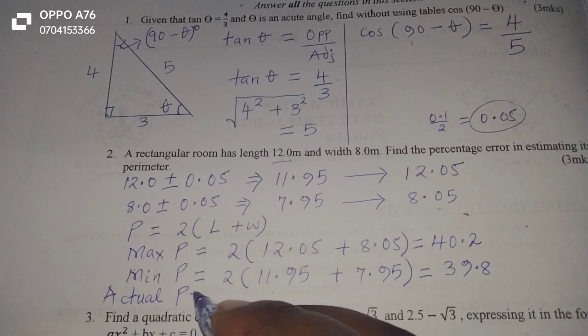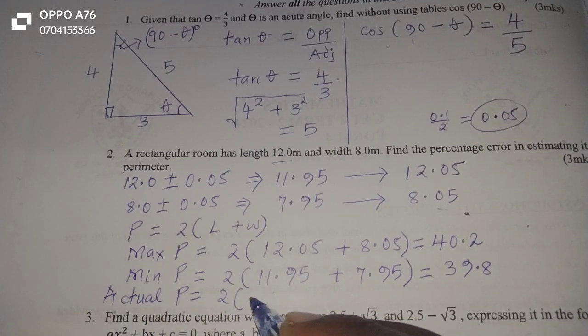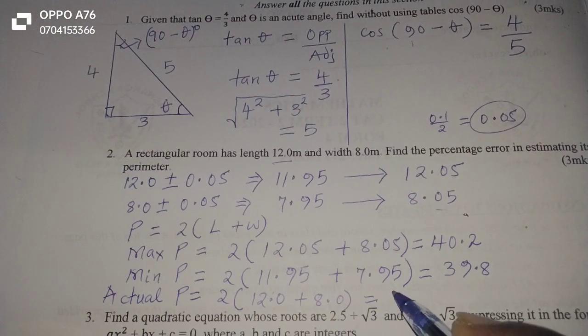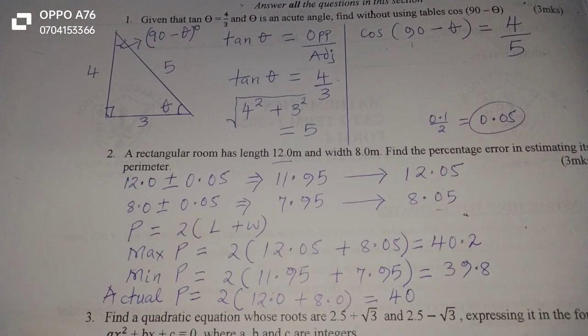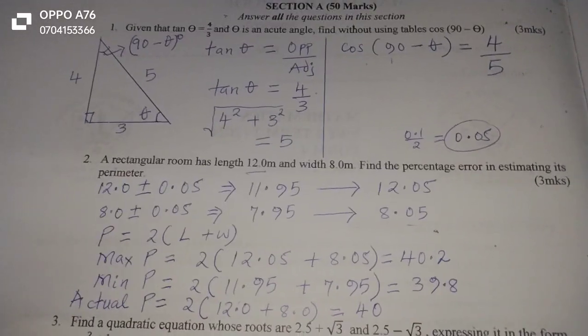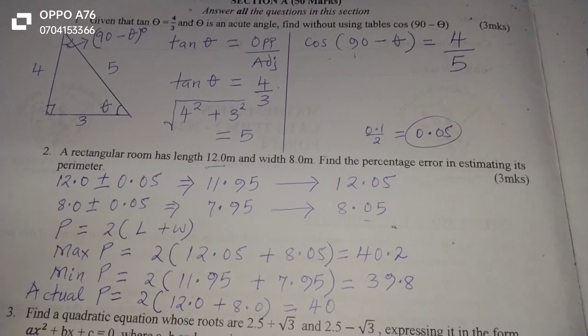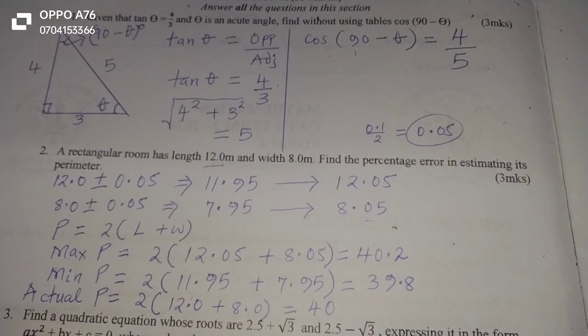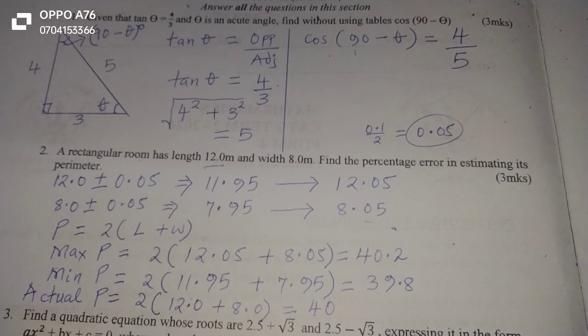Now, actual perimeter is the perimeter given by the dimensions as they have been recorded, that is 12.0 and 8.0, and this is going to exactly give us 40 meters. So now we have all the perimeters. The next thing to do now is to calculate the absolute error in the calculation of the perimeter.